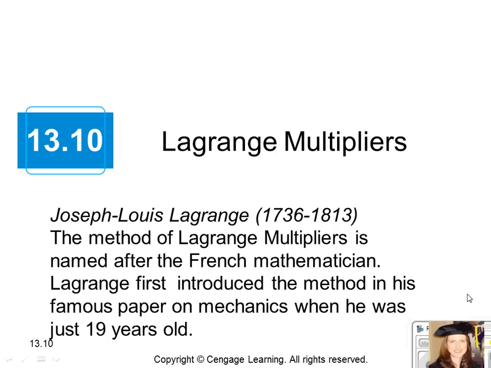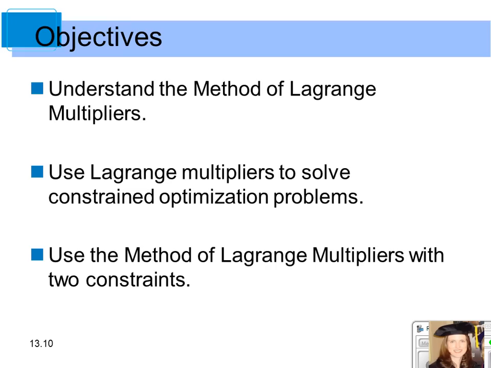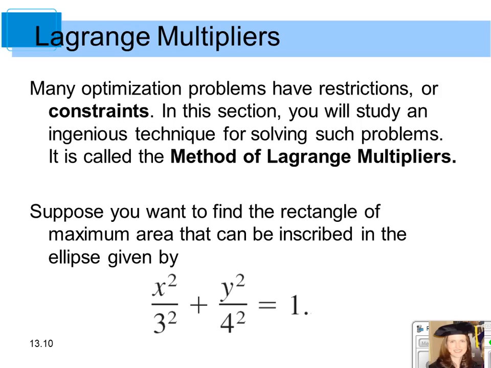Chapter 13, Section 10 is on Lagrange multipliers. The method of Lagrange multipliers is named after the French mathematician Lagrange, who first introduced the method in his famous paper on mechanics when he was just 19 years old. Our objectives are to understand this method, use it to solve constraint optimization problems, and use this method with two constraints.